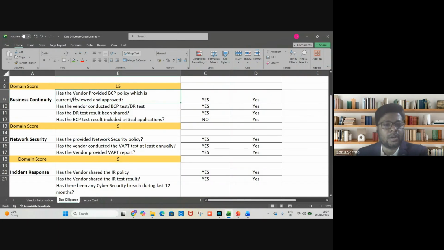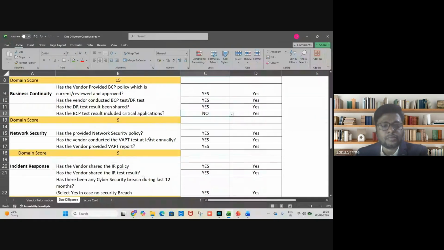How many questions? 1, 2, 3, 4. Each question has 3 marks. So the organization was supposed to get 12 marks, but it got just 9 marks because it selected no on one. If I select yes, it becomes 12. Can you see this? All right.